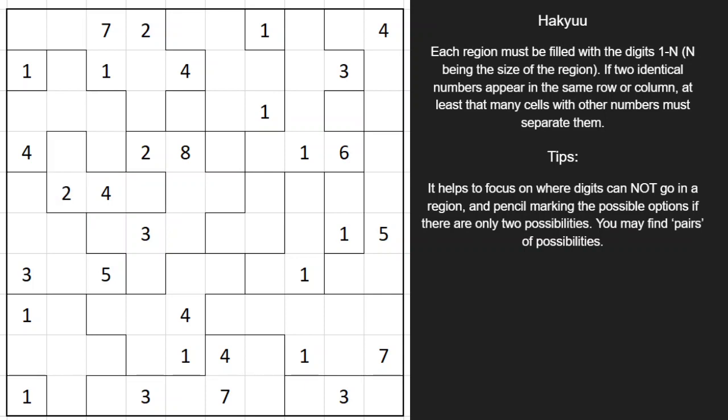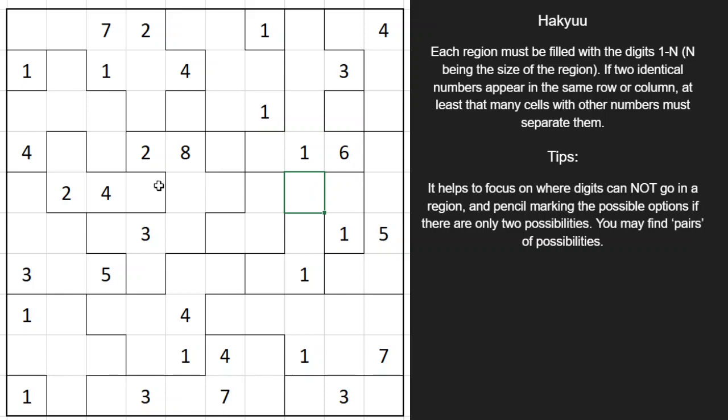The one other rule states that digits cannot repeat in the same row or column unless there's that many digits in between them. So what that means is if we have a 4 here, we cannot have another 4 in any of those cells. We could have a 4 here because there's 4 cells in between the 4s.